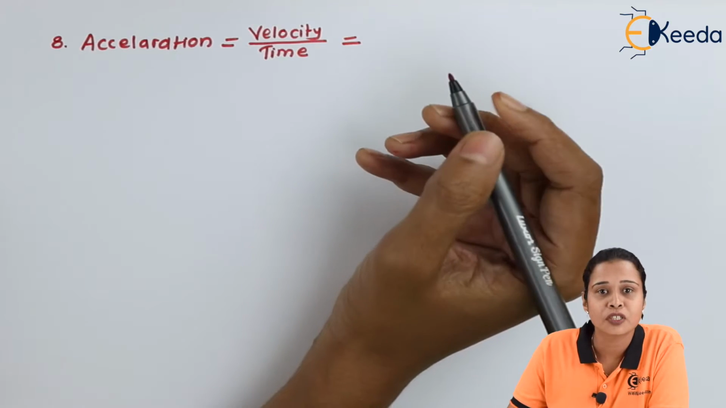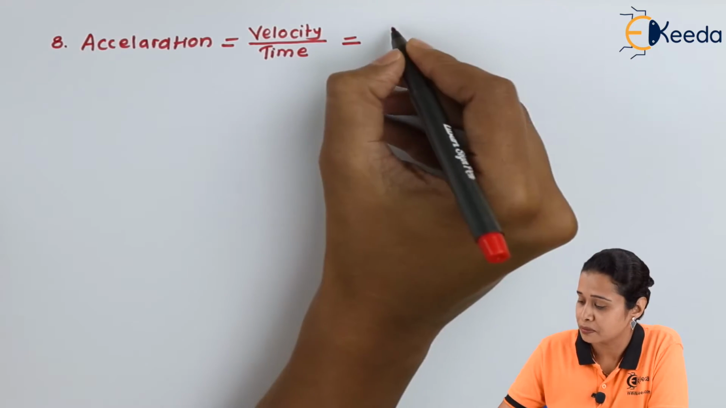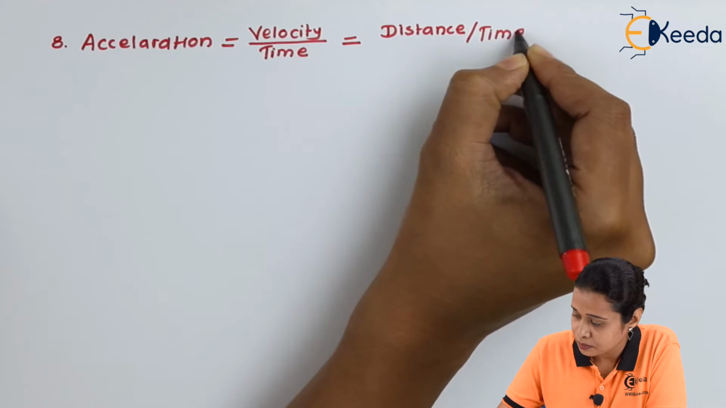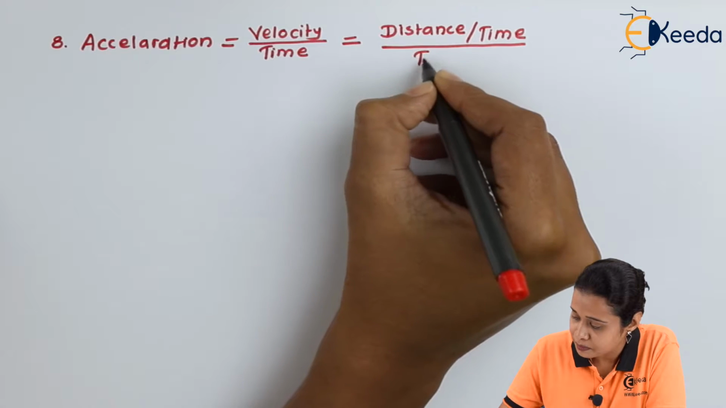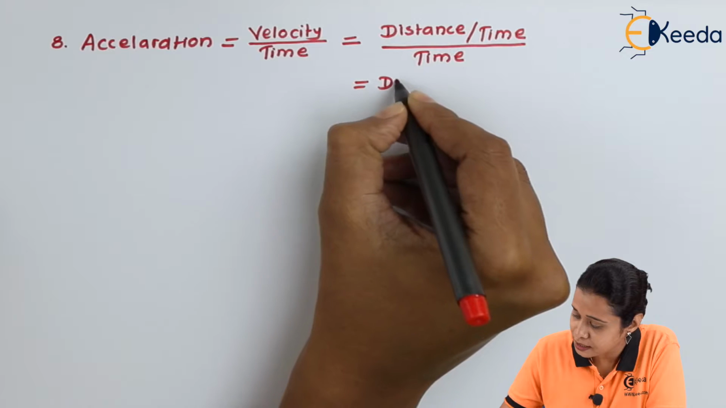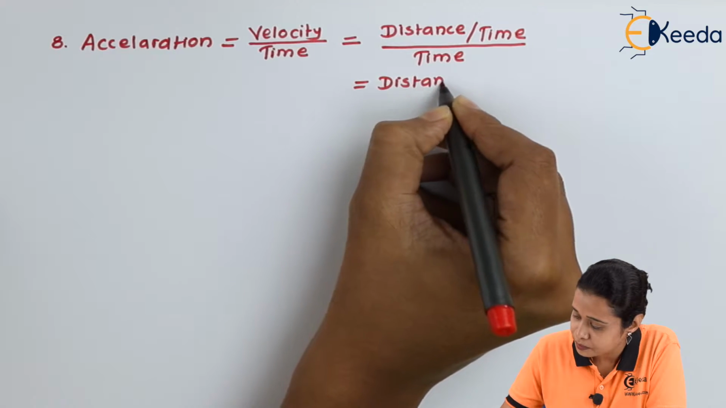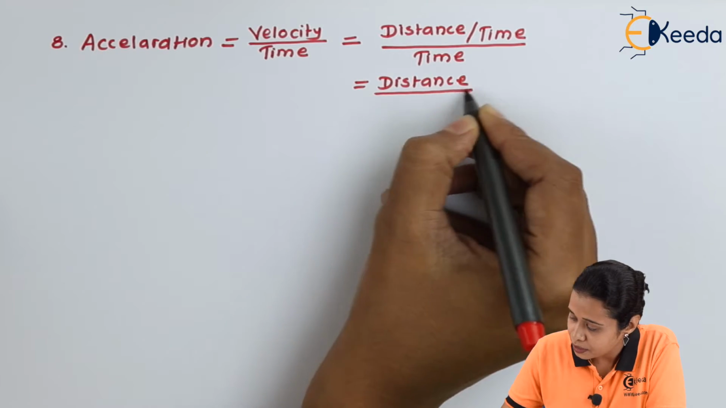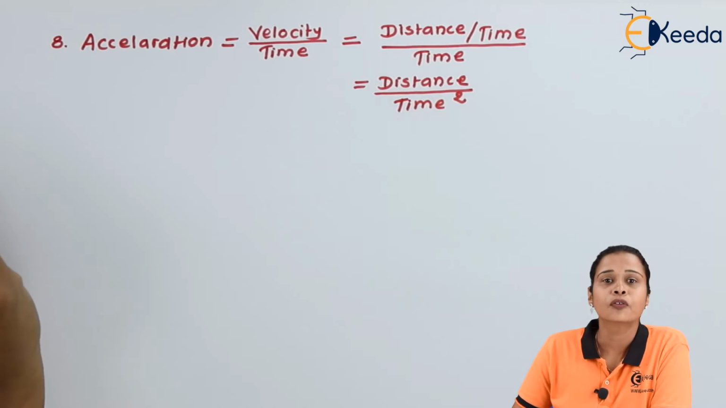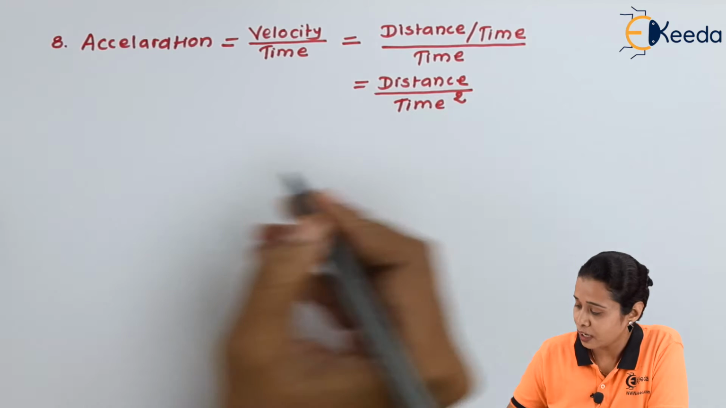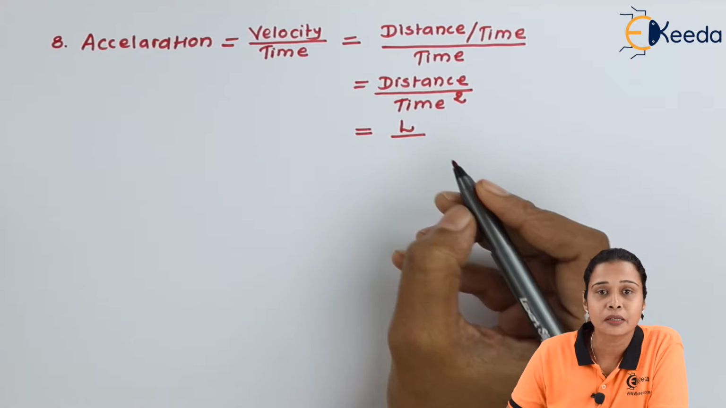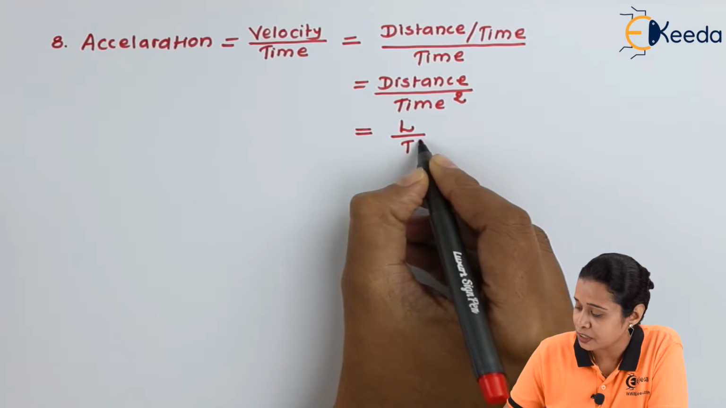We can express velocity as distance per unit time, so here we have a formula: acceleration is distance per unit time squared. Now we can express distance in terms of L and time in terms of t, so here we have a t square.